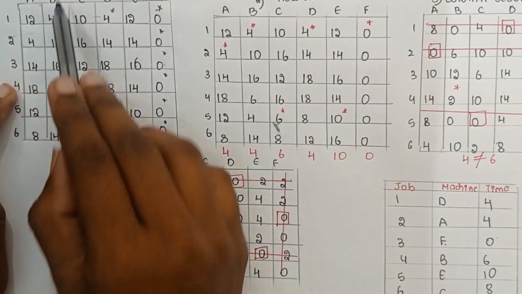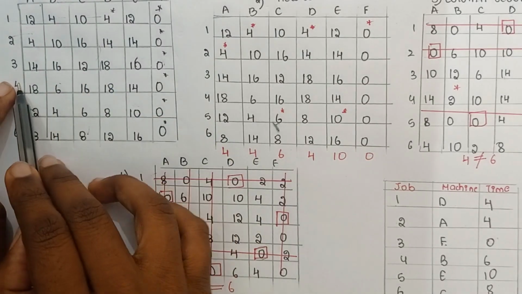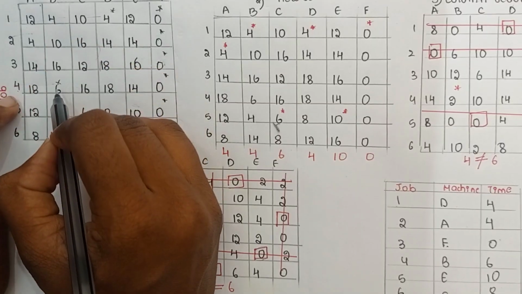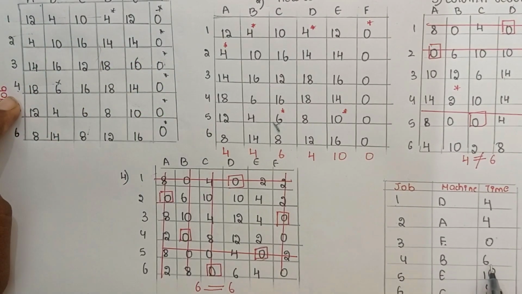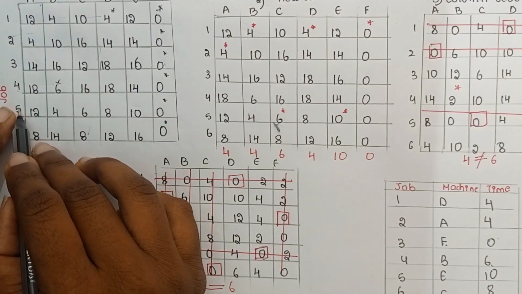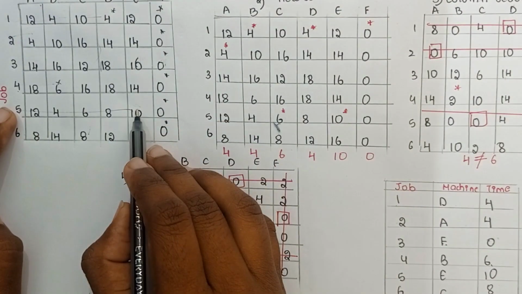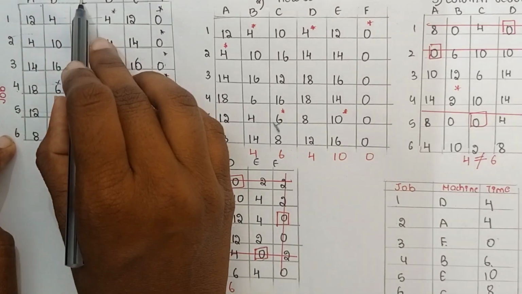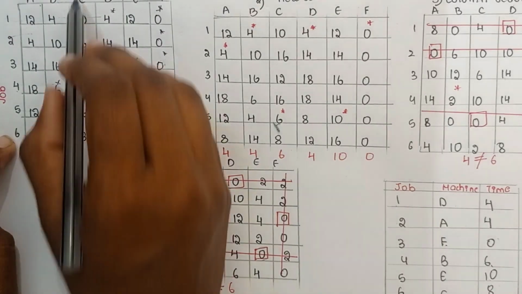And fourth job is performed by the B machine. So 4 and B intersects at the point 6. And fifth job is performed by the E machine. So the intersecting point is 10. And sixth job is performed by the C machine. The intersecting point is 8.